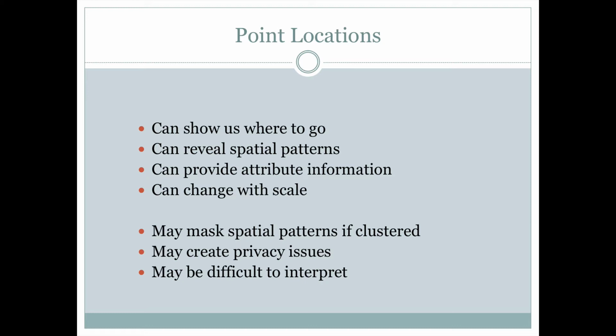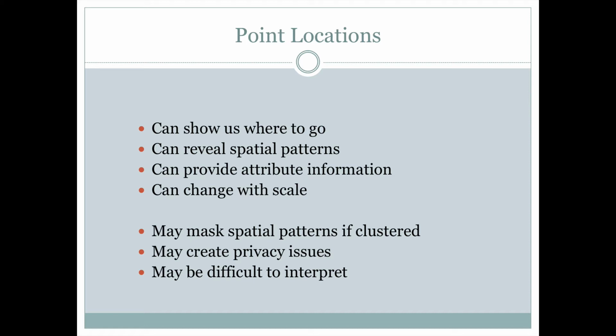Another thing to remember with these point location maps is they can change with scale. So if we're zoomed out, sometimes points have to be shown as just one point or overlapping points, so much so that maybe we can't even distinguish them just because there's not room on the map. Leads to some problems. So if we have a clustered data set, the spatial pattern may be masked because the points are all clustered closely together. Of course, we could zoom in on that, but sometimes we want to show that well at a different scale.